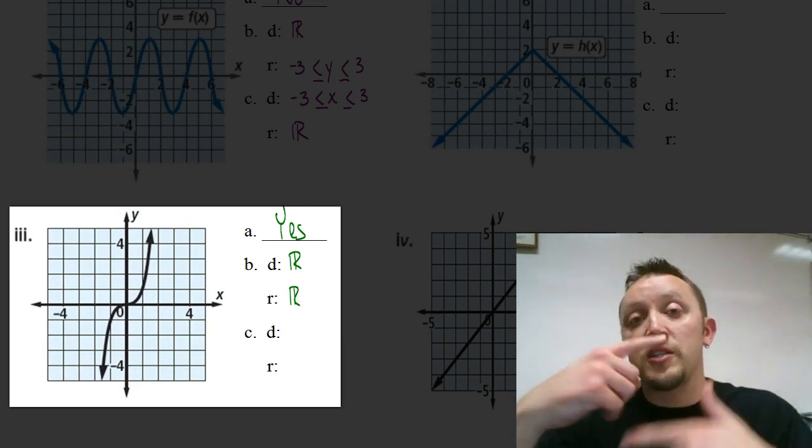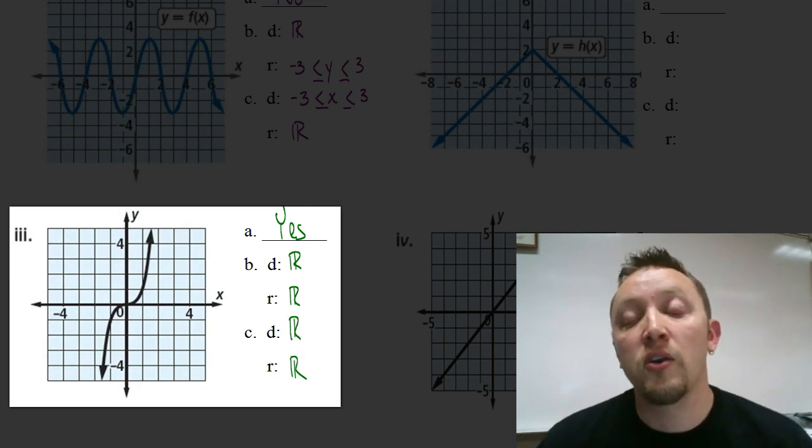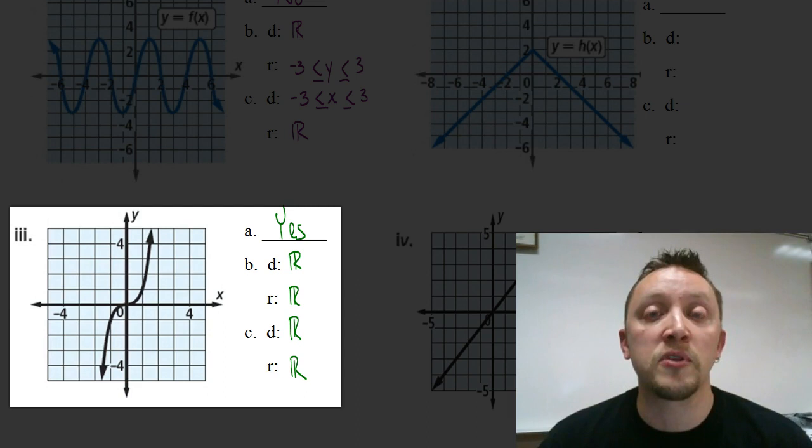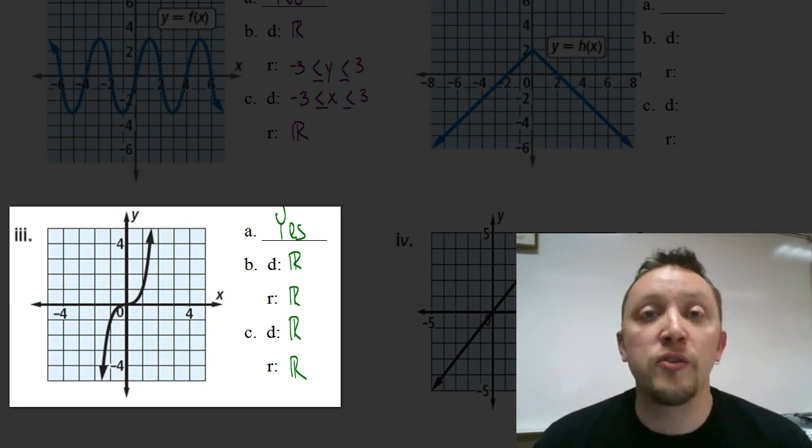So now if I switch these two around for my inverse, you get the same thing. You get that the domain and range would also be all real numbers for the inverse of this function. So those are two that we've done together.